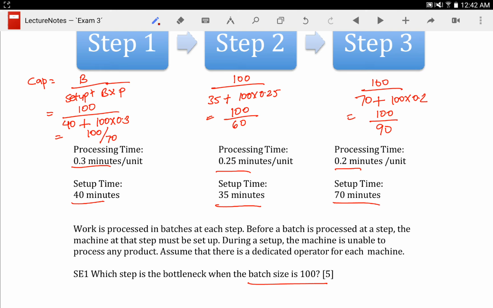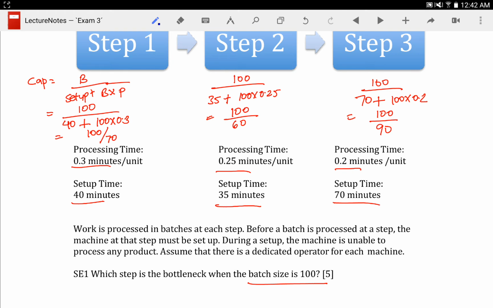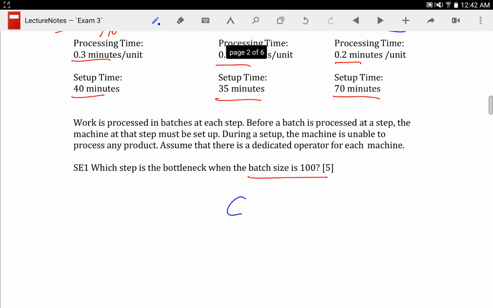So you can tell the third step has the lowest capacity, because everybody has 100 on the top, but this is the biggest number on the bottom. So you can do the math if you want to. This comes out to be the lowest capacity. So step 3 is your bottleneck, right?